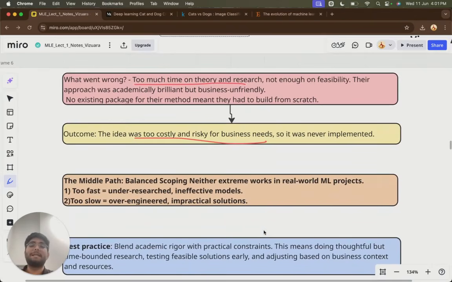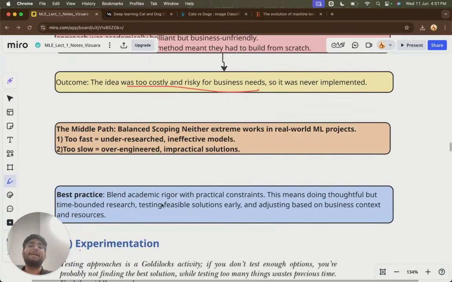What will be the middle path? The balanced approach. Too fast is under-researched and too slow is over-engineered. What will be the best practice? Blend the academic practices with practical constraints. This means do a time-bounded, thoughtful research, then test the feasibility, and then adjust it based upon the context. So this is how you should carry out the scoping and the research part.